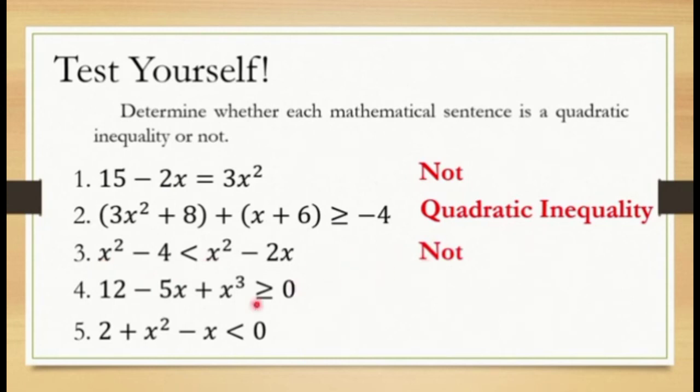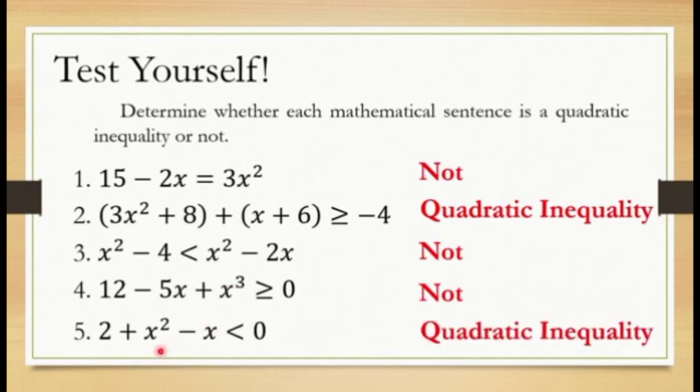Another. Okay, it's very obvious. Yes, this is not a quadratic inequality because our exponent or the highest degree is on the third degree. Remember that the quadratic inequality should be on degree 2. And the last one, so this is a quadratic inequality because we are on the degree 2 at yung symbol natin ay less than.